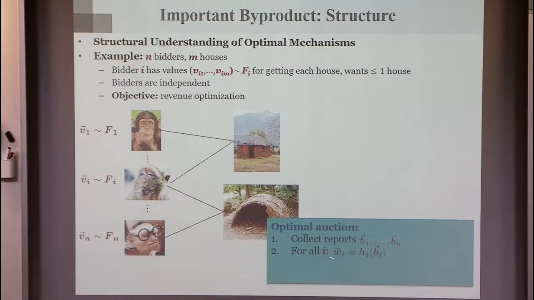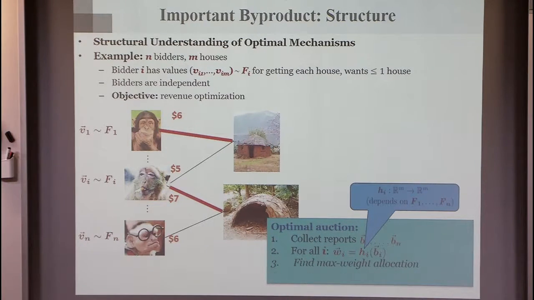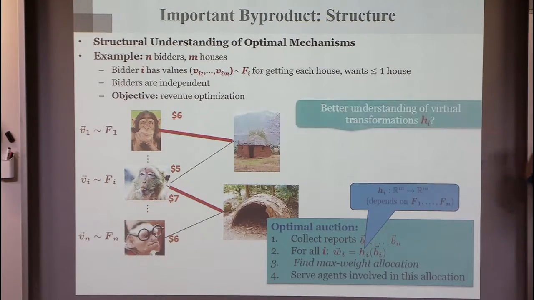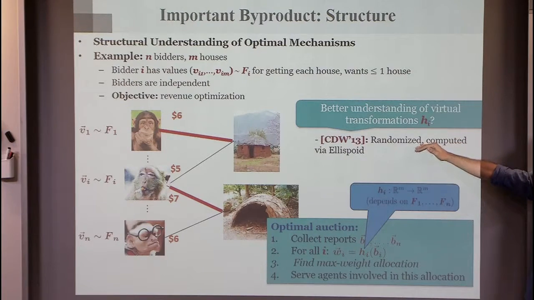virtual values using some mapping from values to virtual values. And then after that, we find a max weight allocation, like Myerson does, charging prices to make the whole scheme truthful. So if you're familiar with Myerson, this is very similar to Myerson. The difference is that we don't understand the virtual transformations very well. They're output by the ellipsoid algorithm, and they're randomized.